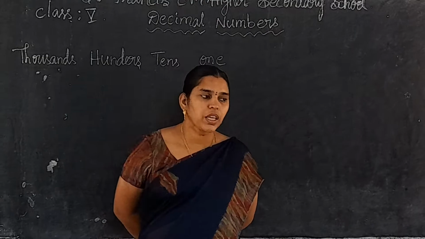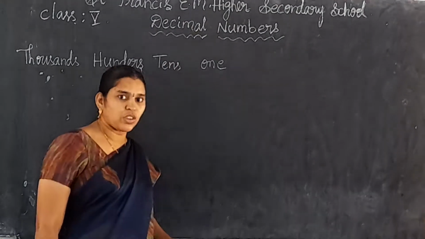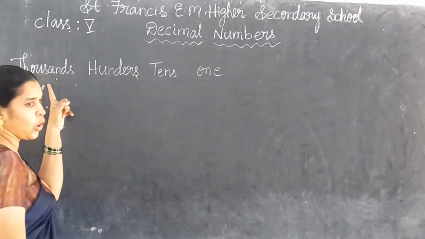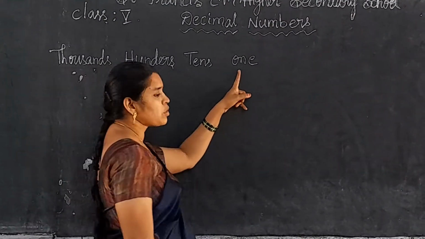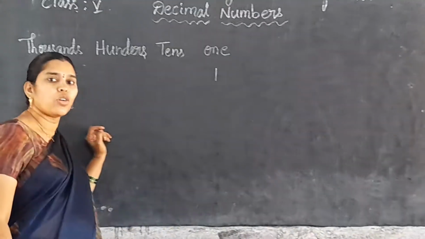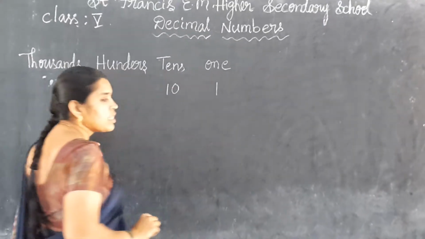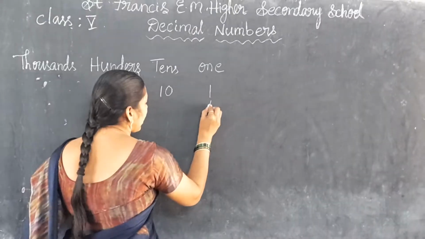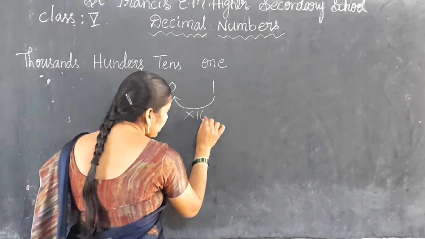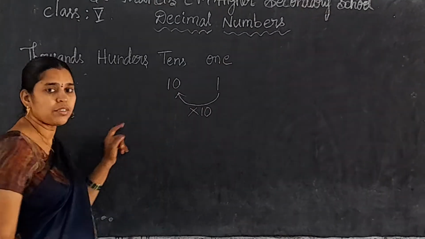Okay, so please see the class. You know the place values, right? Ones, tens, hundreds, thousands. Ones place, I am writing 1. And tens place, I am going to write 10 here. See, ones to tens, you are going. This 1 I am going to multiply by 10. This is tens place. Is it clear, children?